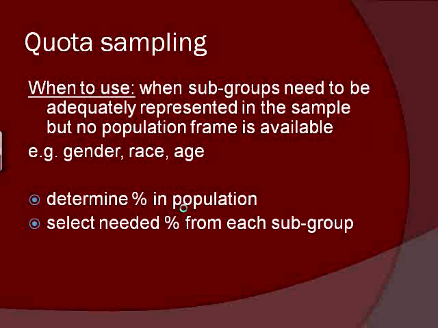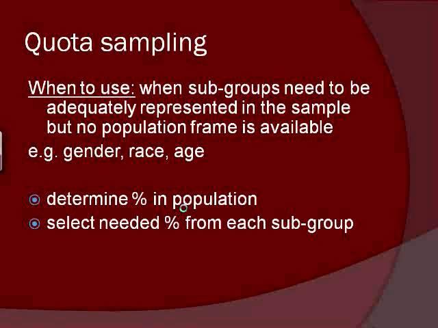And the last type of sampling is quota sampling. We use this type of sampling when we want to make sure that certain categories or groups are well represented or adequately represented in the sample. But we do not have what we call a population frame or sampling frame, that is a list of the entire population, and we will talk about this concept in a little bit when we talk about probability sampling. But we want to make sure that, for example, our sample accurately represents the population in terms of a gender breakdown or racial breakdown or age breakdown.